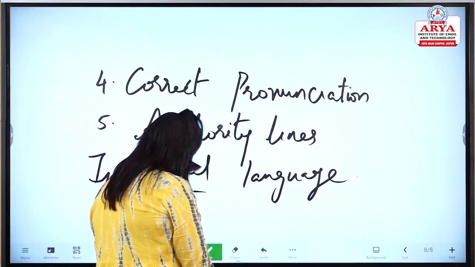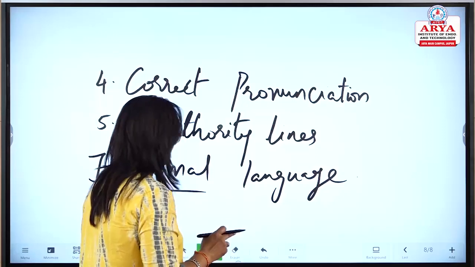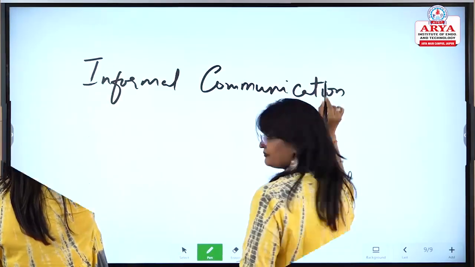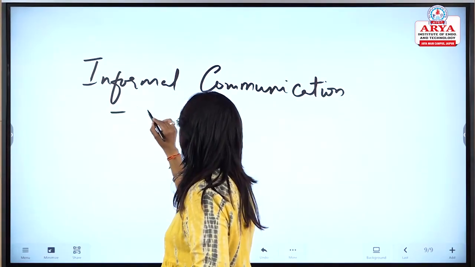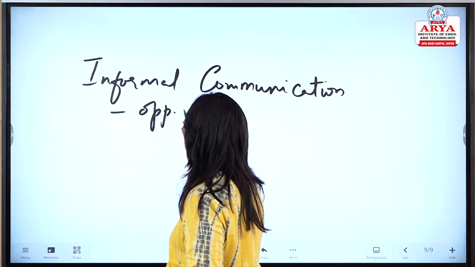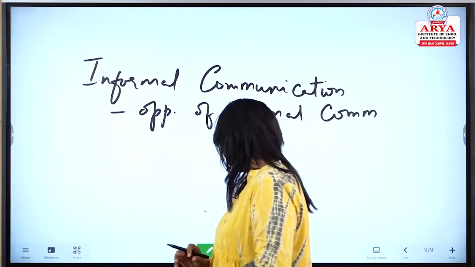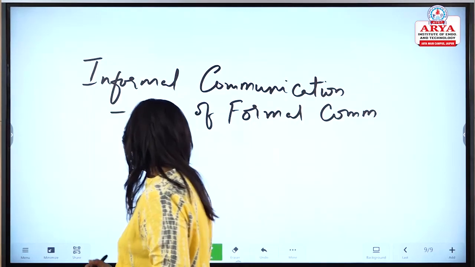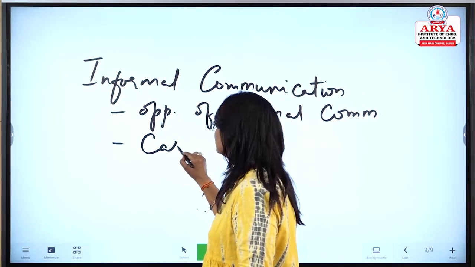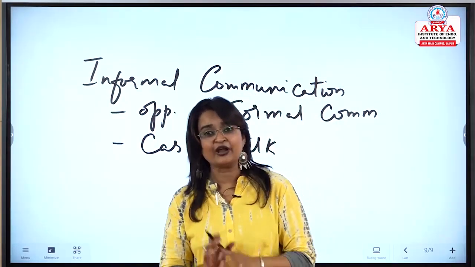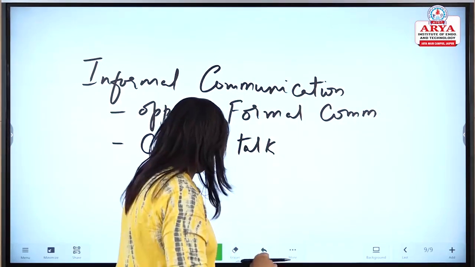Now let us look at a few more points of informal communication. The first point is that it is completely opposite of formal communication. It is more a casual talk than official. It is completely casual talk and a casual way of talking. This is not formal.